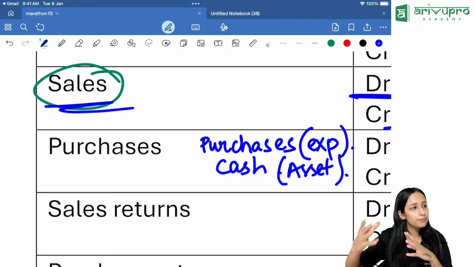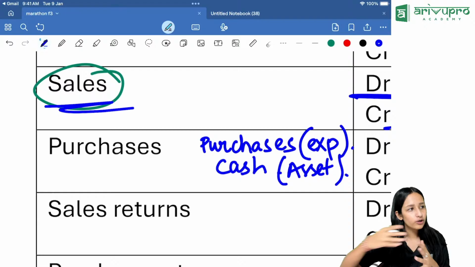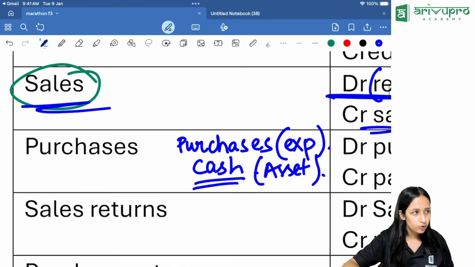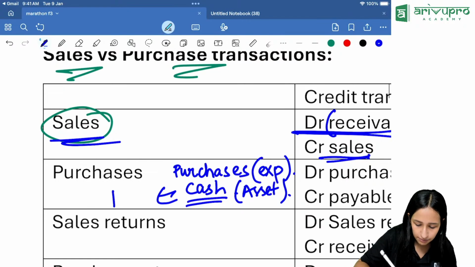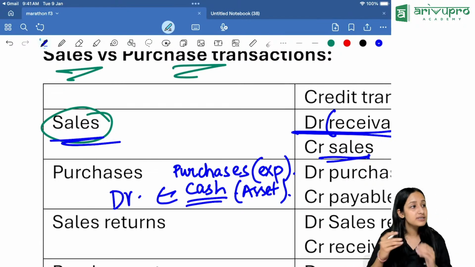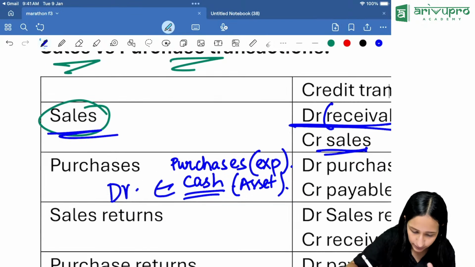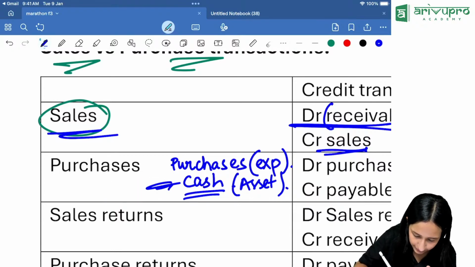Whenever we are making a purchase, is cash going out or coming in? Going out, correct? The asset is reducing that way. Which side was an asset supposed to come on? Debit side. But since the asset is reducing, it doesn't go to the debit side, it goes to the opposite side, which is the credit side. That's why we credit cash.